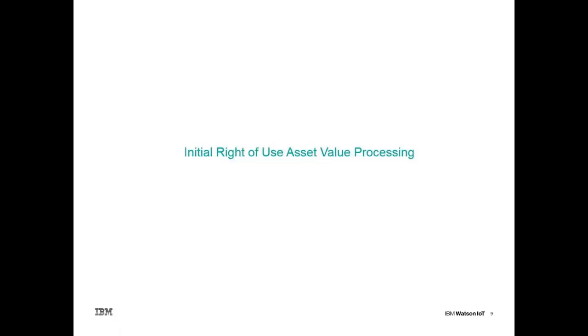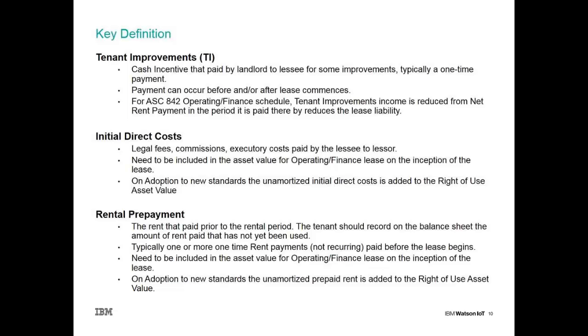For the initial right of use asset value processing, there are three values that we are considering. The key definition of each one will be presented here. First of all is the tenant improvement. The TI is the cash incentive paid by the landlord to the lessee to do some improvement to the space that they lease. Typically, it's a one-time payment, and it can occur before and or after the lease commencement date.